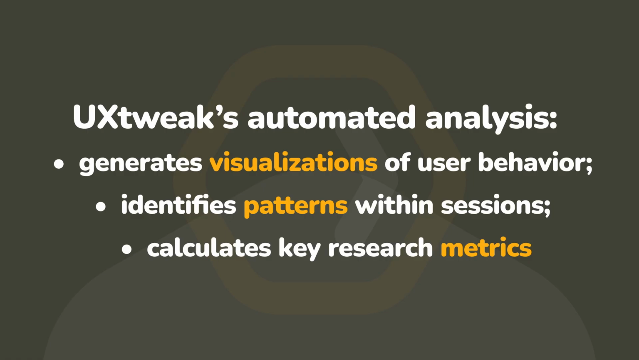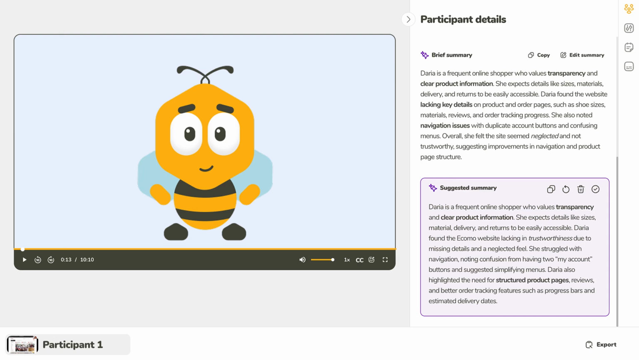In UXtweak, you can set your studies to be either moderated or unmoderated, and record participants' faces, voices, and screens to gather an additional layer of insights into their behavior, thoughts, and feelings. UXtweak also excels in supporting researchers with automated analysis. It generates visualizations of user behavior, identifies patterns within sessions, and calculates key research metrics. For example, during prototype usability testing, UXtweak identifies paths participants take and creates heat maps and click maps. And after user interviews, UXtweak generates AI-powered summaries of the interview sessions.